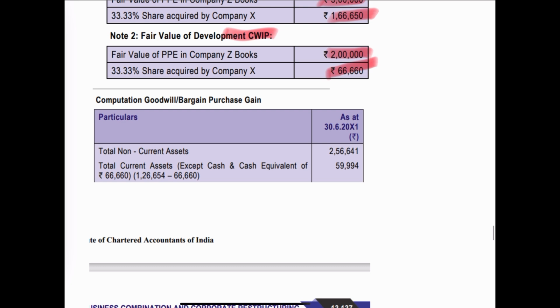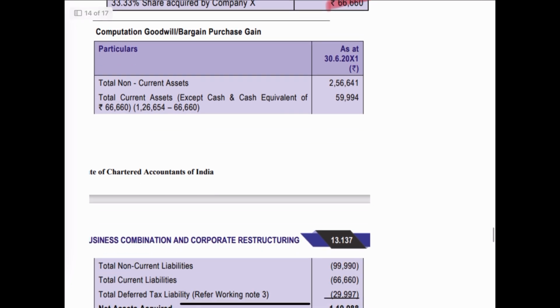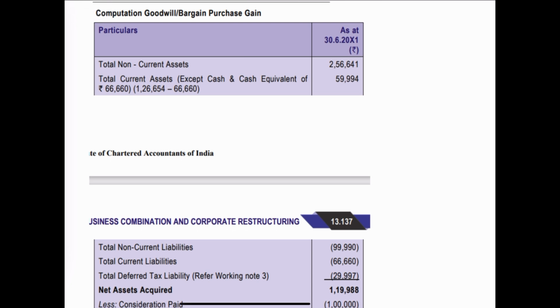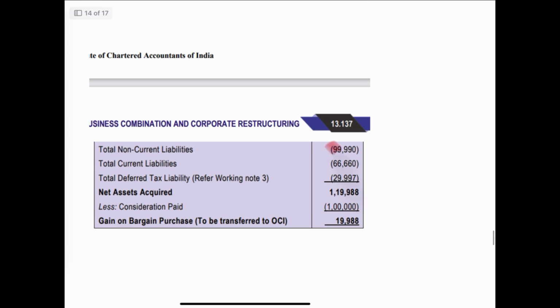then we'll see how the goodwill or the bargain purchase needs to be calculated. Okay, so here we'll take 33.33% of all the assets taken over by company X. So this is the value of non-current assets, I mean, this is based on the fair value, and this is the value of all the current assets, and this is the non-current liability, and this is the current liability. And we'll have to work out the deferred tax. So let's go through the next working on how this deferred tax needs to be calculated.